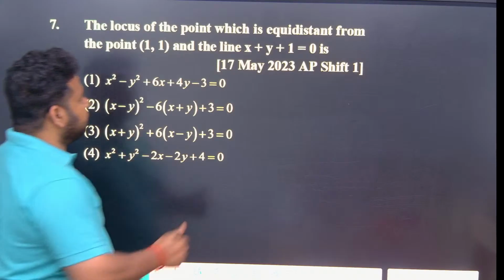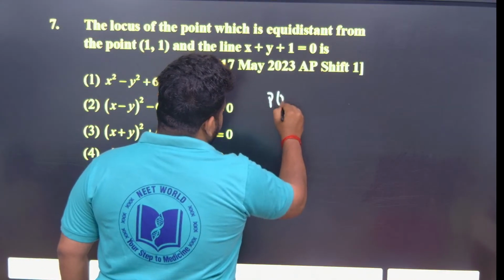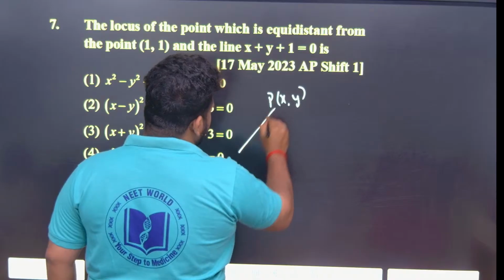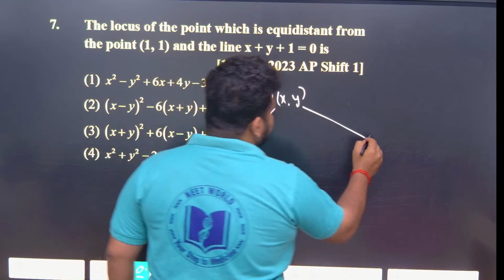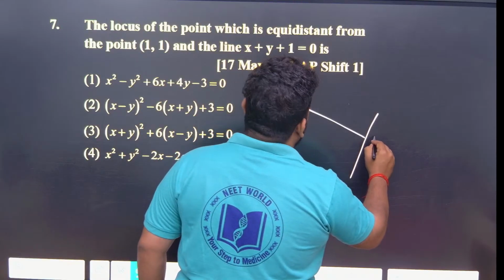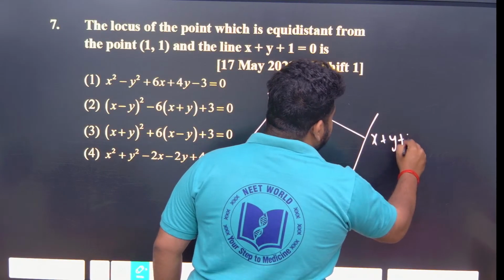Okay, let us take the point B, (x, y). This is equidistant from which point? (1, 1), and it is equidistant from which other thing? Another line. There is another line, this line: x plus y plus 1 is equal to 0.